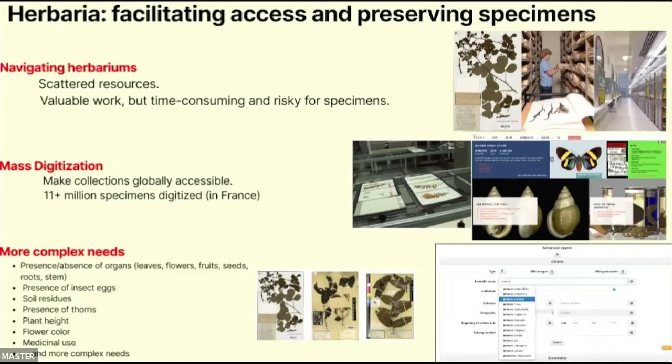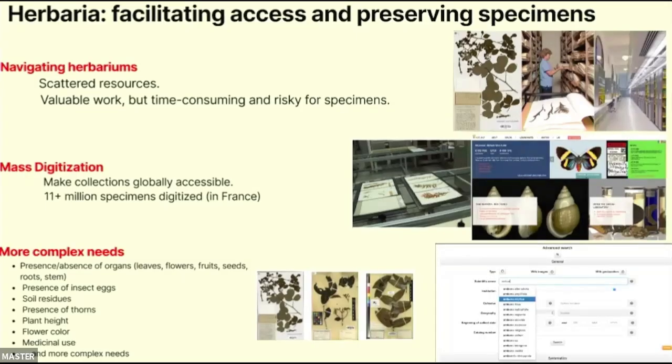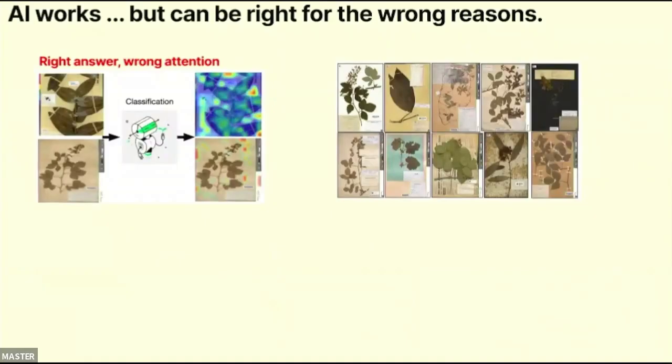We want to ask more complex questions, like which specimens have thorns, or which show reproductive organs. With over 3,000 possible traits, manual annotation is unrealistic. That's why we turn to AI. We tested several state-of-the-art deep learning models on a dataset of herbarium images annotated for 28 different botanical traits. These models performed well during training, but their accuracy often dropped when we tested on new and unseen images. But why is that?